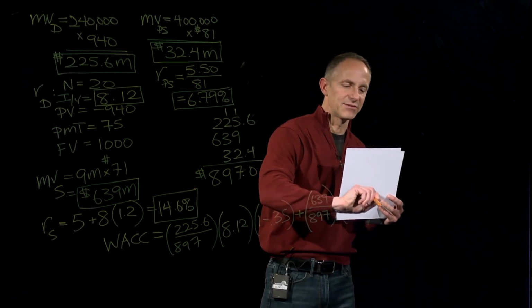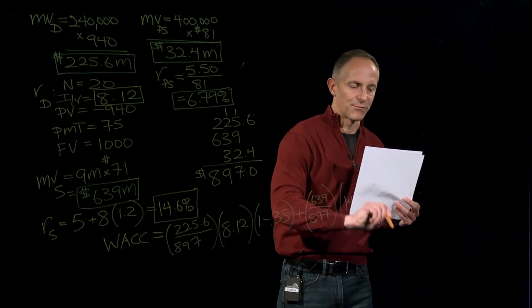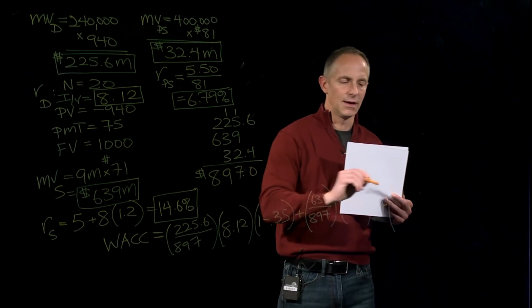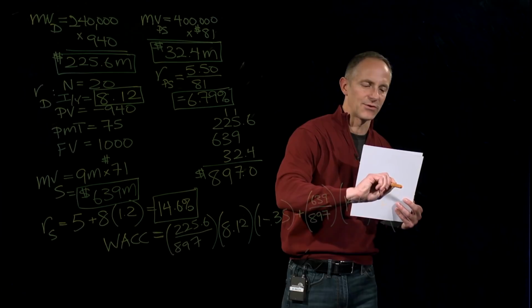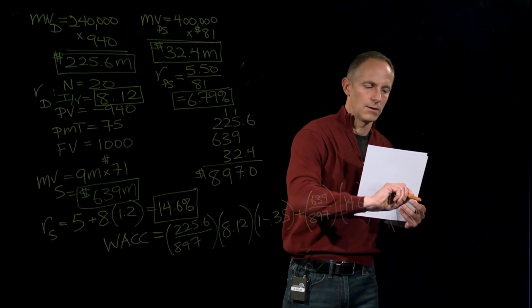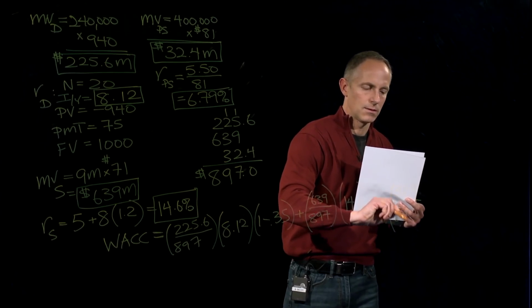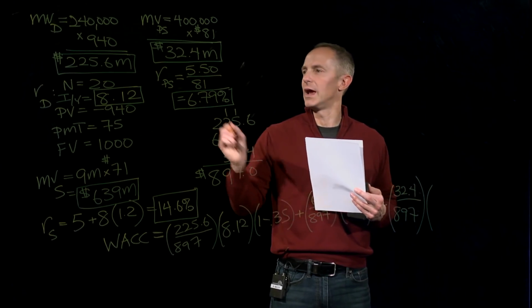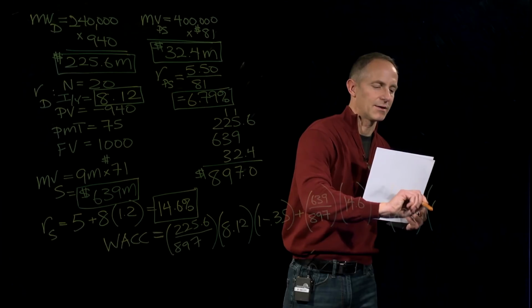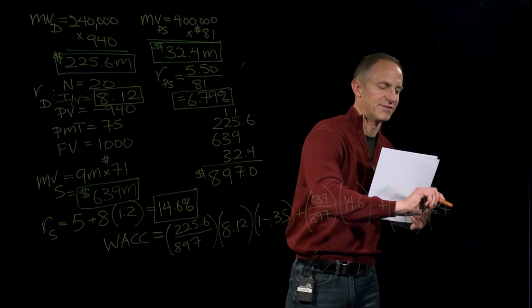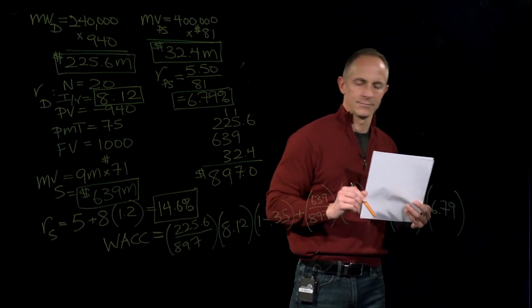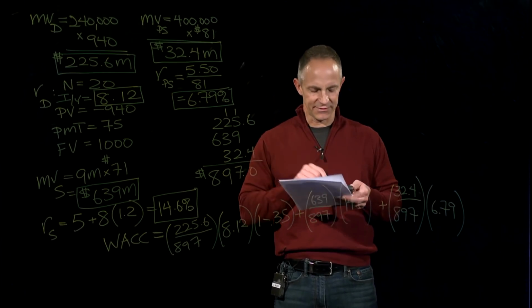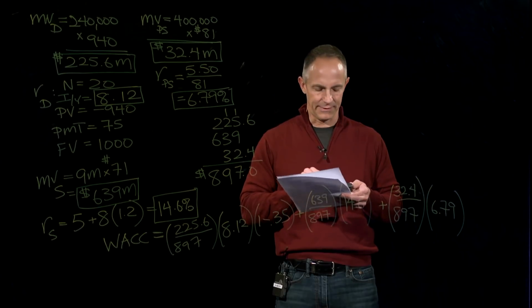Now our last piece of the puzzle here is going to be the weight of the preferred stock. That's the smallest weight because it only has 32.4 million of our $897 million total. We'll multiply that by its cost, which we calculated as 6.79. Okay, all right, so let's piece all this together. Let's calculate the values of each one of these items and then add them together.